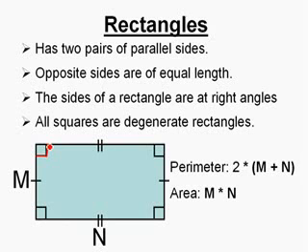All that means is that not only does it meet all the requirements for a rectangle, but it also happens that the opposite sides are equal and the adjacent sides are equal. So it's a degenerate, a special case.